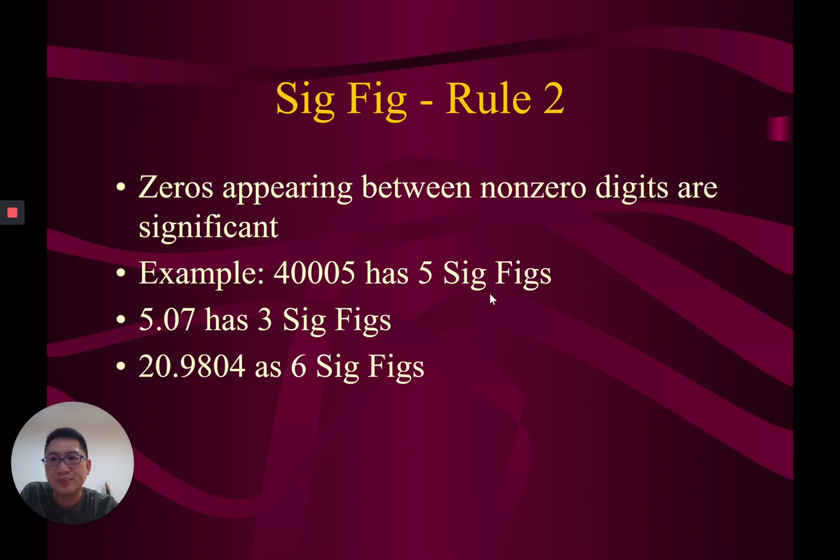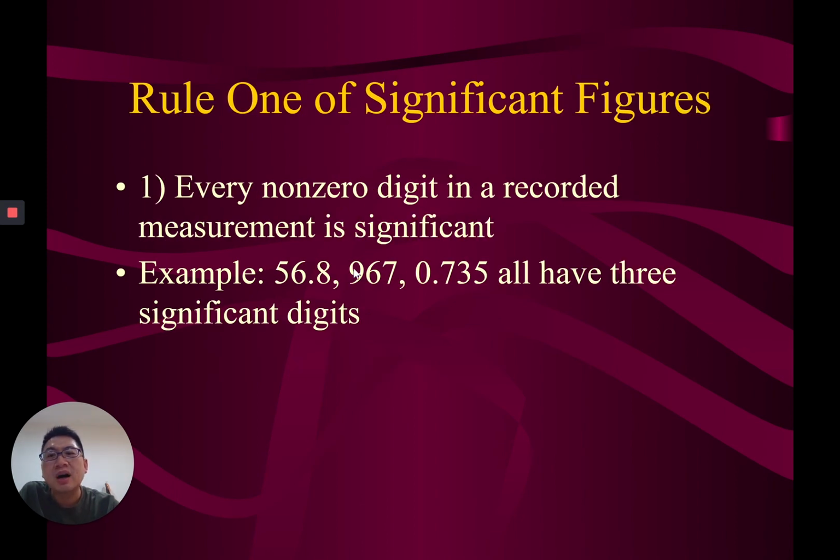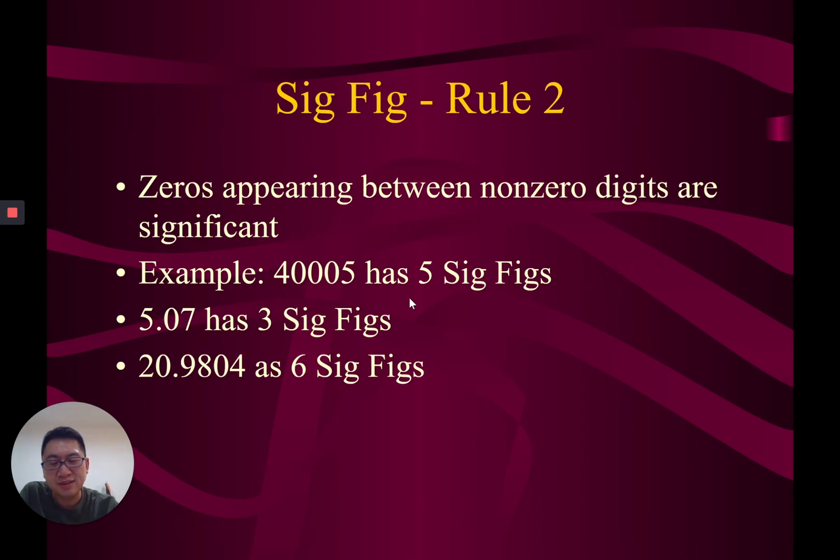That's rule 1. Rule number 2 of 5. Zeros appearing, in fact, let me go back. All the other rules are about zeros. So if it's not a 0, it's significant. All the rest are what if there's a 0. Zeros appearing between non-zero digits are significant.